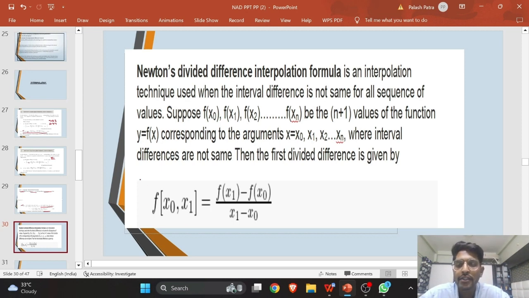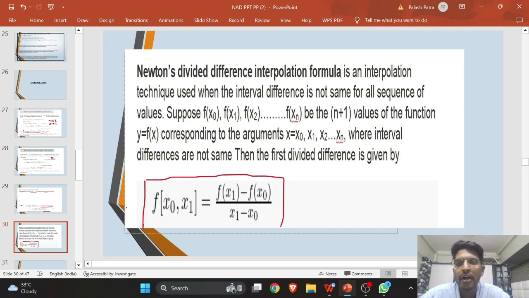So f of x0, comma x1 can be given as f(x1) minus f(x0) upon x1 minus x0. We must keep this formula in mind. It is an important formula as well. So f of x0 comma x1 is equal to f(x1) minus f(x0) upon x1 minus x0. So this concludes the interpolation part.